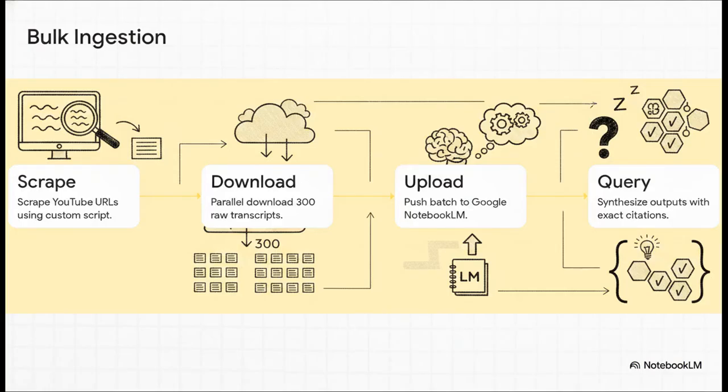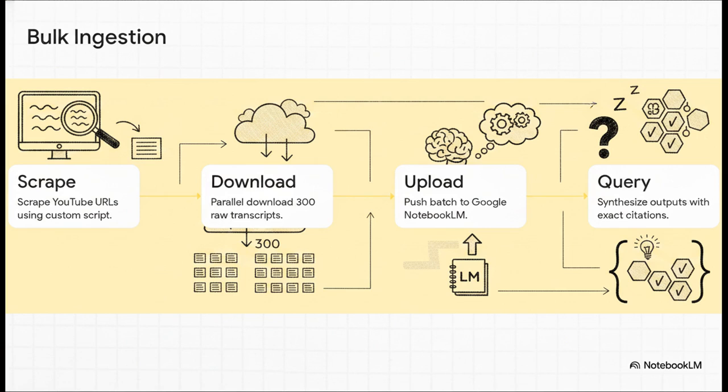Let's put this into practice with Section 5, a tangible case study on bulk ingestion. Imagine trying to ingest the entire Andrew Huberman podcast catalog. To do this manually would take literally hundreds of hours of listening, typing, and formatting. But with our local pipeline, the whole setup is completed in mere minutes. The agent parallel downloads 300 raw transcripts using a custom script, formats them, and pushes them seamlessly into Notebook LM. Then, you simply ask the engine for clear health protocols.